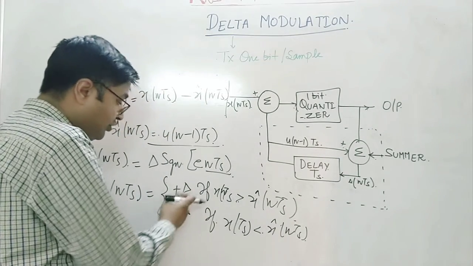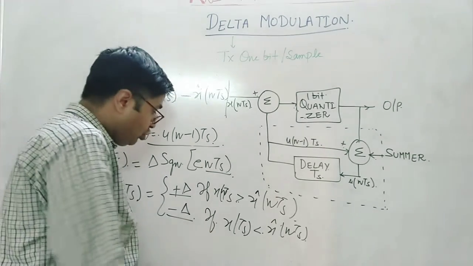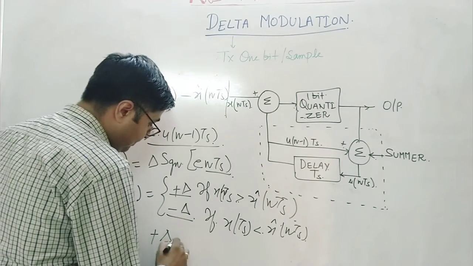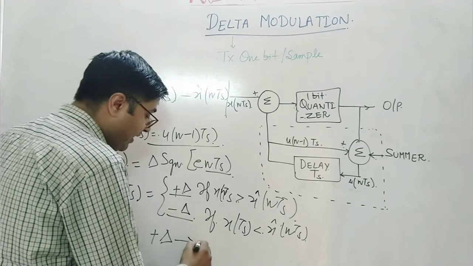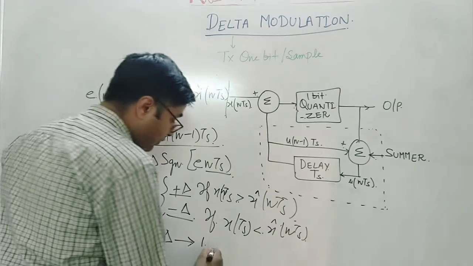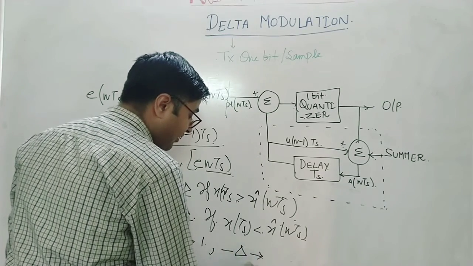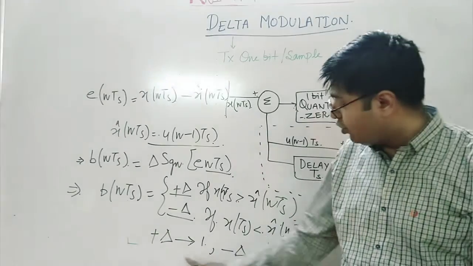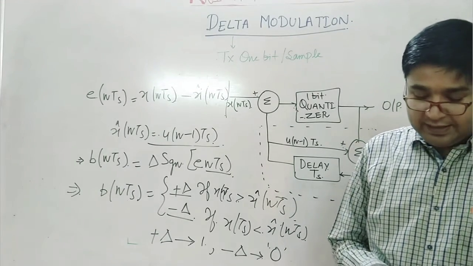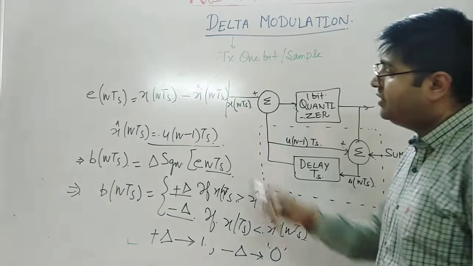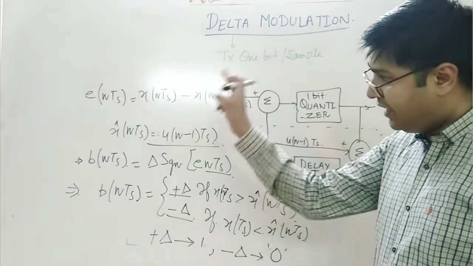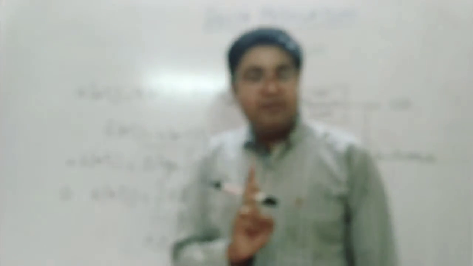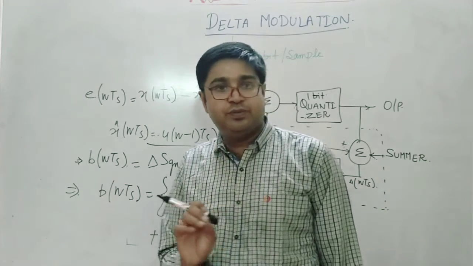Now there are two conditions and two results, plus delta and minus delta. So you got two signs, two step sizes, and now whenever you got plus delta, that particular bit will be represented by 1. Whenever you have minus delta, that binary bit will be sent as 0. So this is how you are going to do it. This is the part of delta modulation. I have already shown you in the signal part how you are going to represent it. Whenever the signal is increasing, you are going to put 1. Whenever it is decreasing, you are going to put 0.